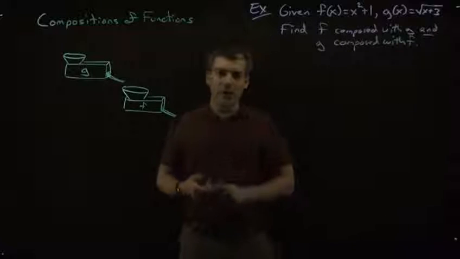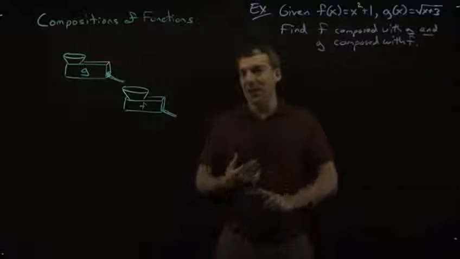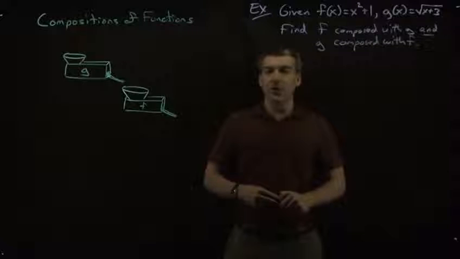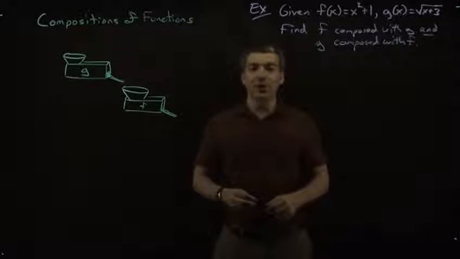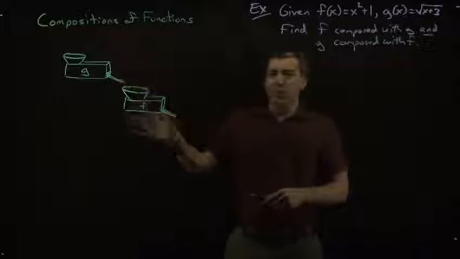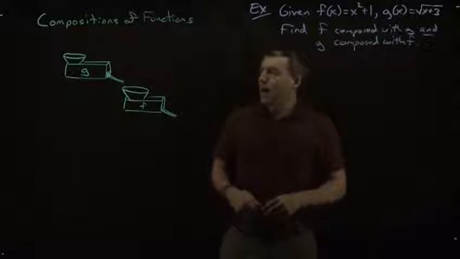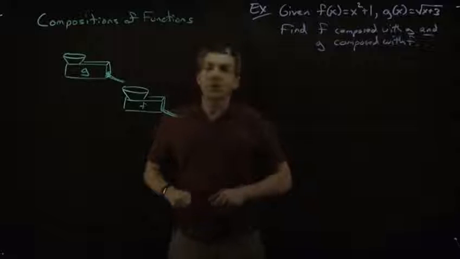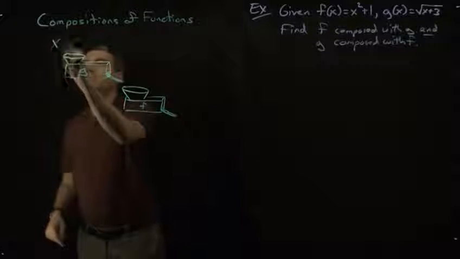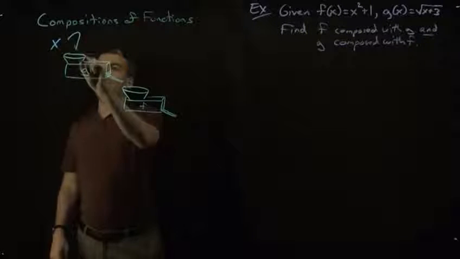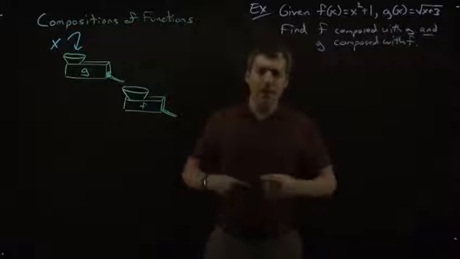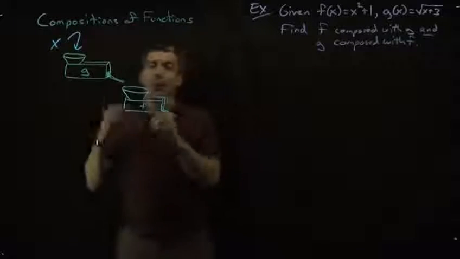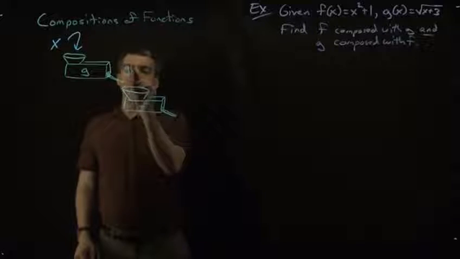In addition to addition, subtraction, multiplication, and division of functions, we can also do another operation on them. That's called composition. So here's a visual for what composition is. If we take an x value, some input, and we give it to a function, say g, it will do some operations on it and give us an output. That output we typically write as g of x.